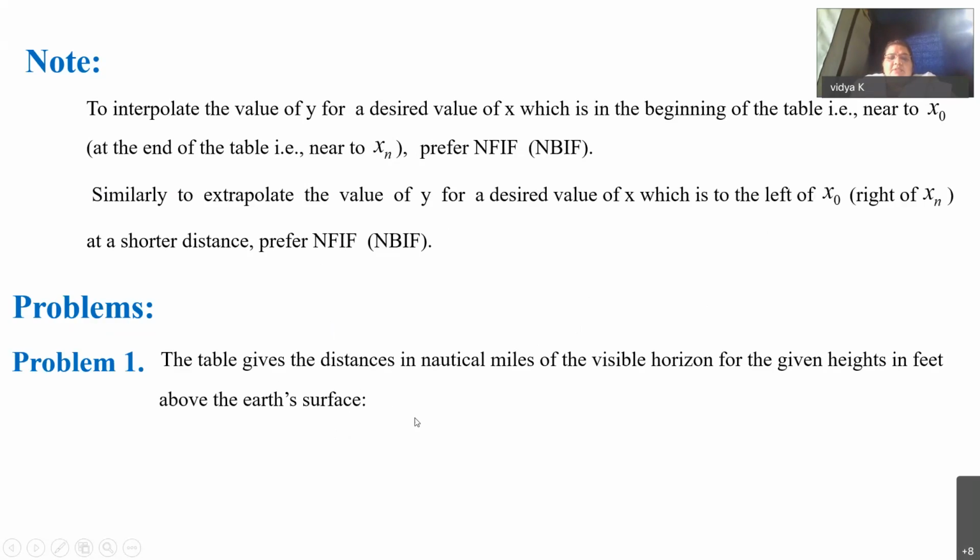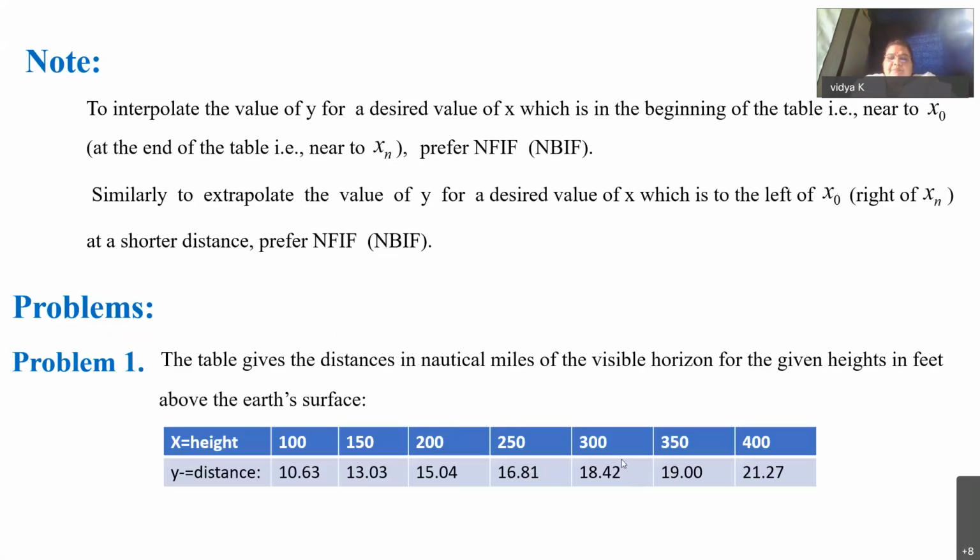The table gives the distance in nautical miles of the visible horizon for the given heights in feet above the Earth's surface.